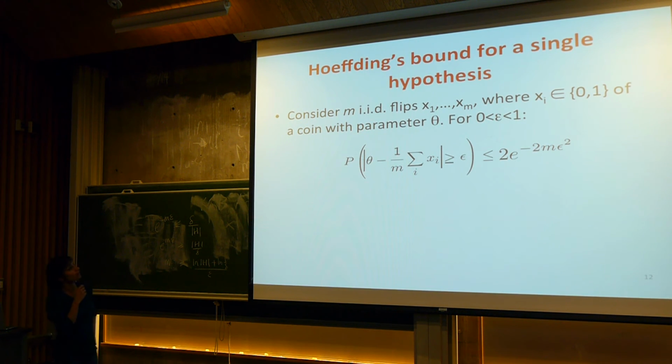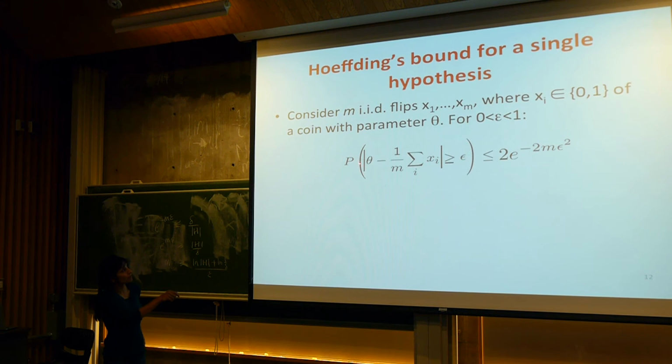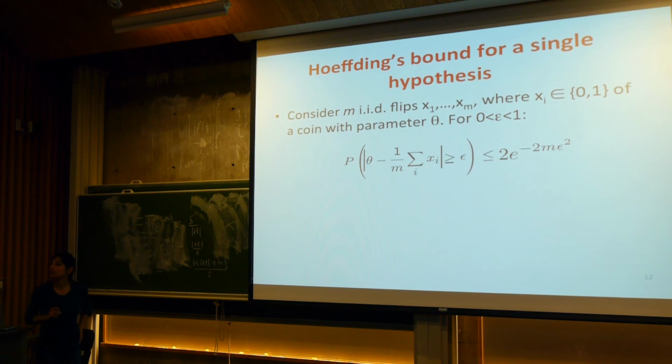This is known as Hoeffding's bound, and what it says is that if you have m IID flips of a coin, where I'm thinking of x_i's as being either 0 or 1, tail or head, and the coin has a parameter theta, which is the probability of it turning heads, then we can quantify how far theta, the true parameter, is from the empirical estimator you might come up with, just the average. So how far is the empirical average from this true average? We can say that the probability that the difference exceeds epsilon is less than 2e to the minus 2m epsilon squared.